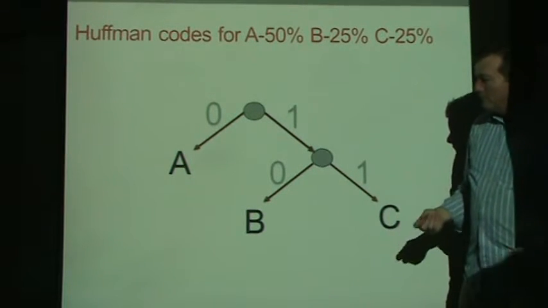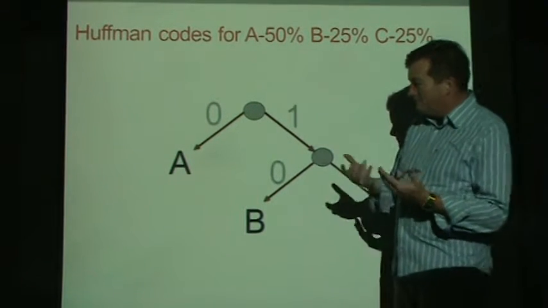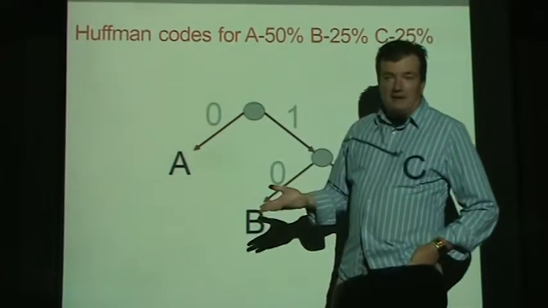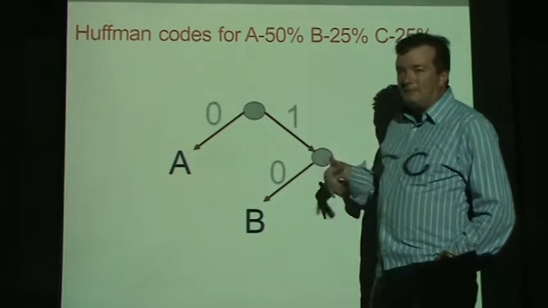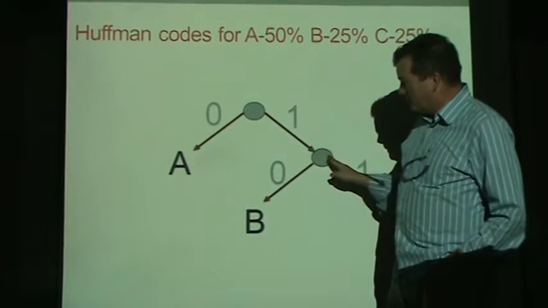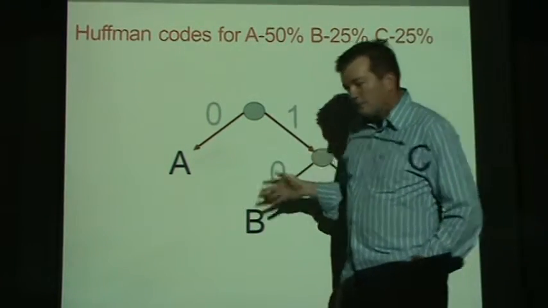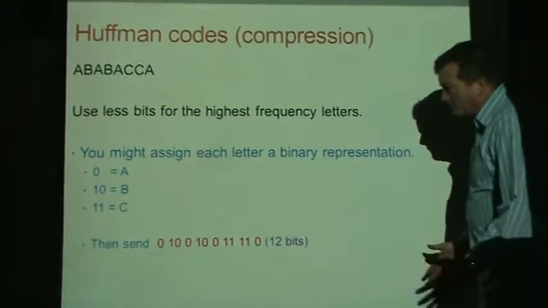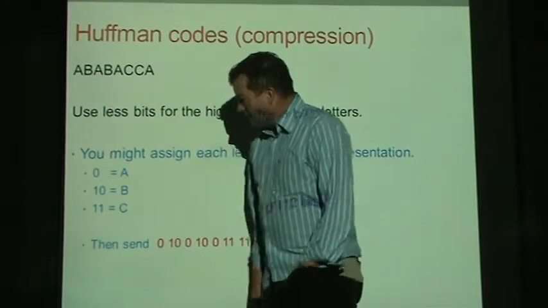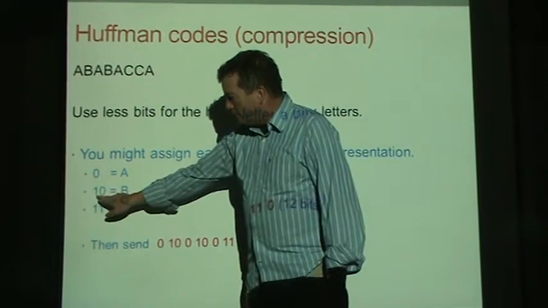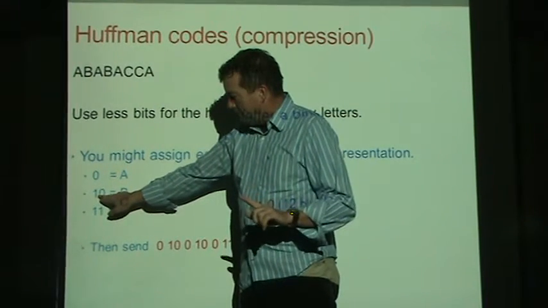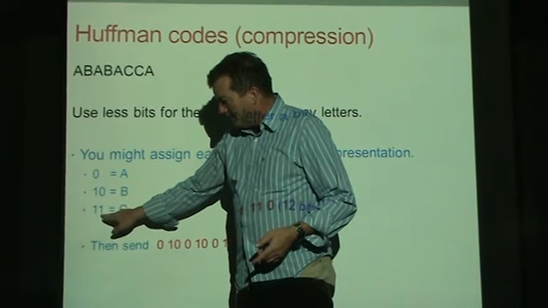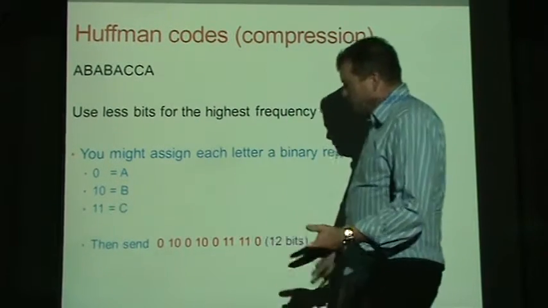So now, if you start reading bits, if the first bit you read is 0, that's an A. If it's a 1, that means not A. And then you have to look at the next bit to see if it's a B or a C. So using that, we can have this assignment. 0 means A, 1 as the first digit means not A, and then 0 means B, and 1 means not A with the next digit 1 being C. So we can use less bits.